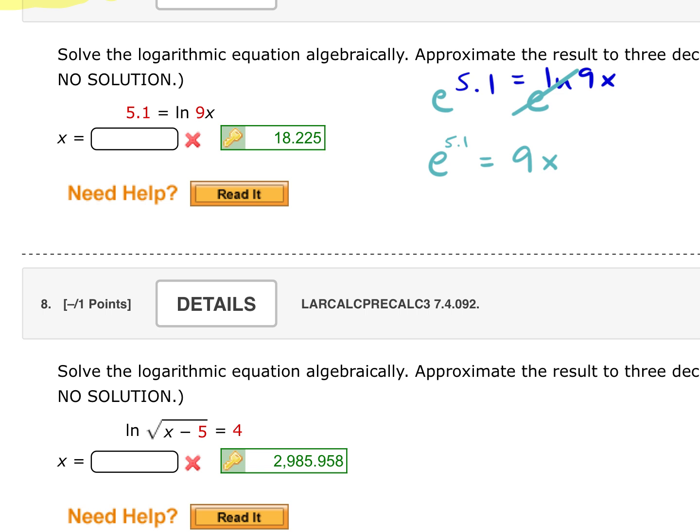So e to the power of 5.1. We should get 164.02. It keeps going, but I'm going to leave it in the calculator for the last step, which is to divide by 9. So we'll get 18.2246, which would round to 18.225.